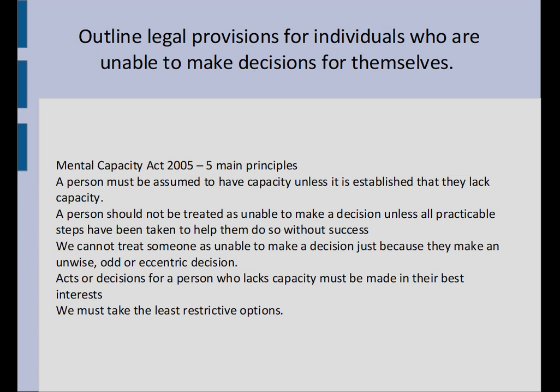We have to try our best to change our approaches and help people understand and be able to make a decision. Now, this feeds into the next one very nicely, because we can't treat someone as unable to make a decision just because they make, the actual guidance says, an unwise decision. I would include odd or eccentric decision in that. So just because we think their decision isn't the right one, or it's odd, or they're doing something eccentric or a bit out there, that doesn't mean they don't have capacity.